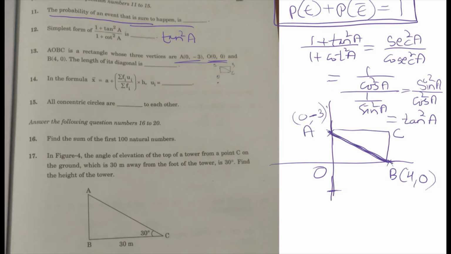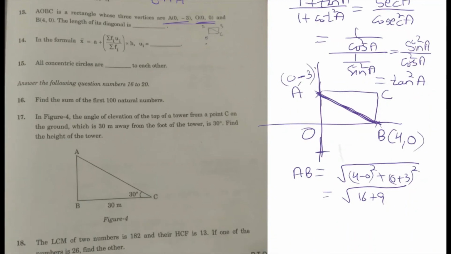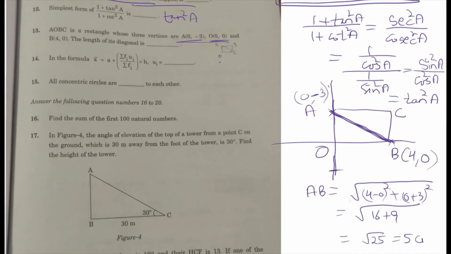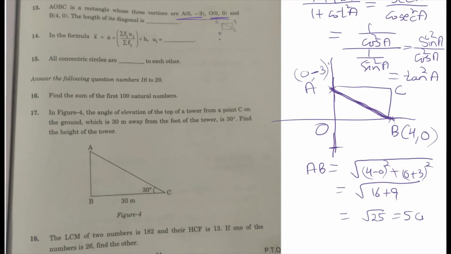AB will be equal to square root of (4 minus 0) whole square plus (0 minus of -3) whole square, which is root 16 plus 9, that equals root 25, which is 5 units. The units were not given, just write 5 units.